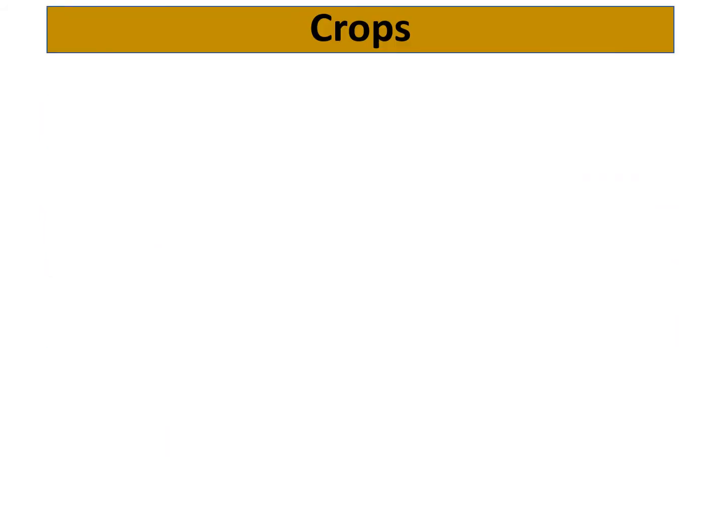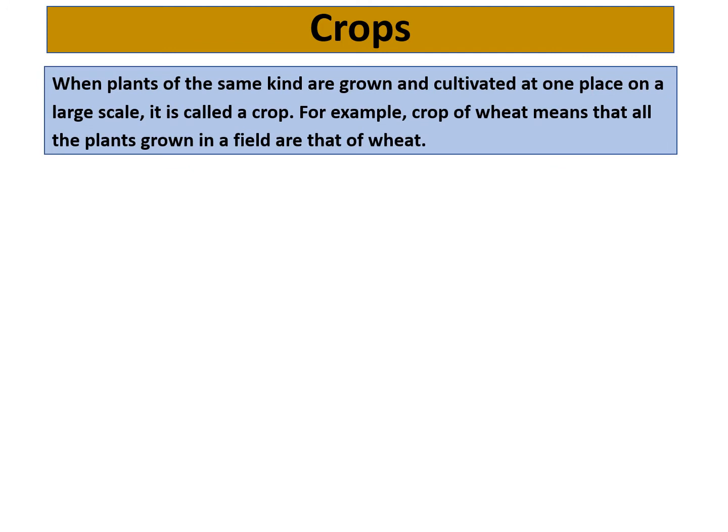Now, what are crops? In order to provide food to such a large population, we need crops, we grow crops, right? But what are crops? Let's understand. When plants of the same kind are grown and cultivated at one place on a larger scale, it is called a crop. For example, a crop of wheat means all the plants grown in the field are wheat. Similarly, there are crops of fruits and vegetables. So there is a variety of crops.